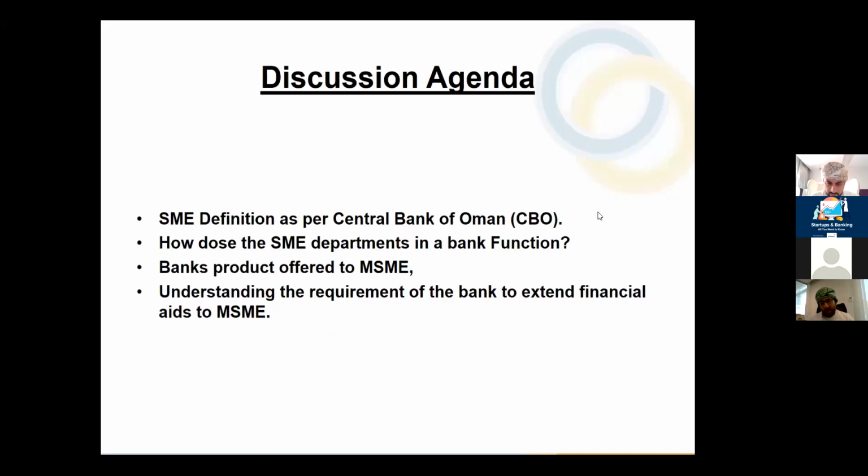We have a few things to look at. First is the SME definition as per the Central Bank of Oman, the CBO. How does an SME department in a bank function? Most of us do inquire about that, and how do the decision making, the process, and the flow of information happen? SME products: what do banks offer to SMEs in terms of financial aid and other products? And understanding the requirements of the bank to extend financial aid to SMEs. Banks have certain requirements which are usually quite difficult for somebody who did not interact with the bank. But once this information is provided, it will help the decision of the bank in extending financial aid at any given point of time.